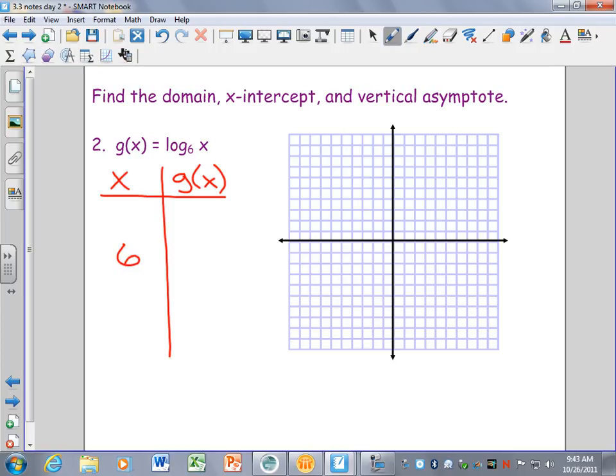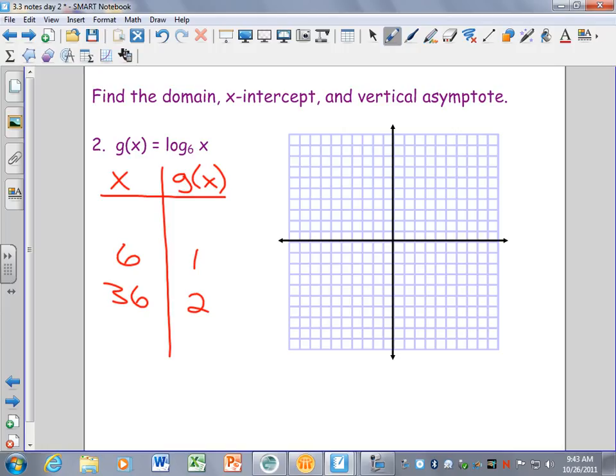6? Hold on, let's find the y value that goes with 6 first. If I take log 6 of 6, what is the y value? What is the exponent that goes with that? 1, right? 6 to the first equals 6. The x's are your answers, the y's are your exponents. So, it's going to get big very quickly. If I pick 36, then the y value, log 6 of 36, would be 2. The exponent is 2.